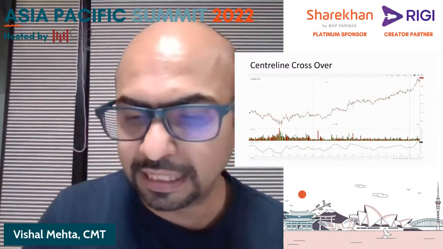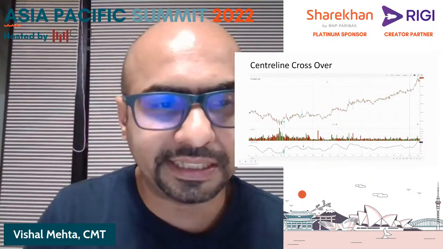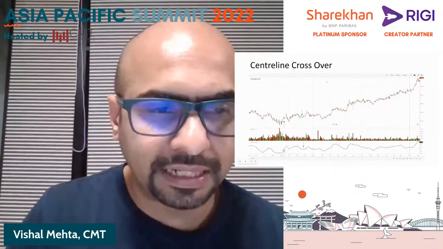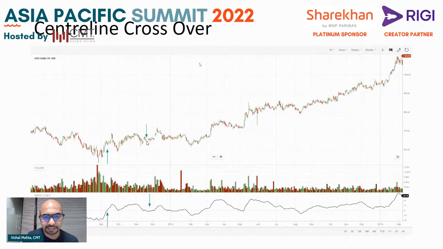So the centerline crossover is not much of a difference from a two moving average crossover, because I've just plotted the MACD, not the average line. We can see over here, whenever there is a zero line crossover, we get a buy signal, and whenever this line crosses below, it's a sell signal. Again, whenever it crosses the zero line, it gives you a buy signal, and again, it gives you a sell signal. It looks very nice, but it's no different than a 12 and 26 period moving average crossover system. As I told you, it does not have much of an impact.